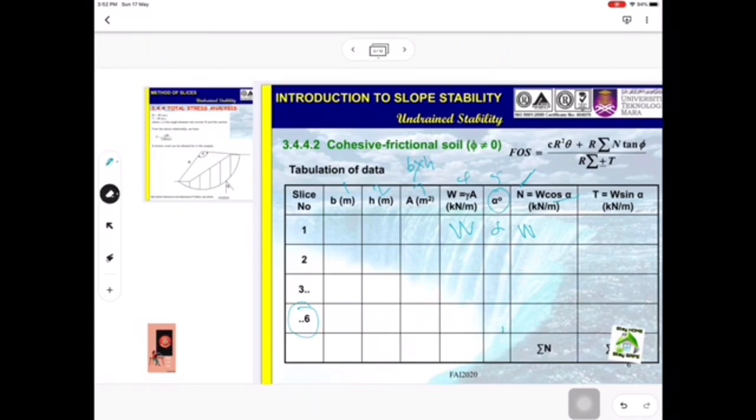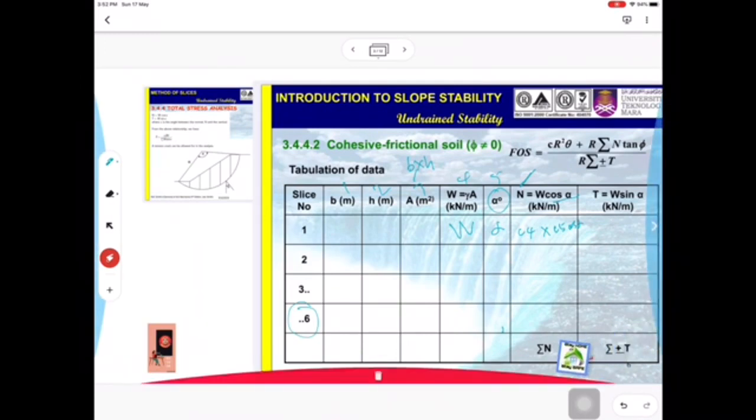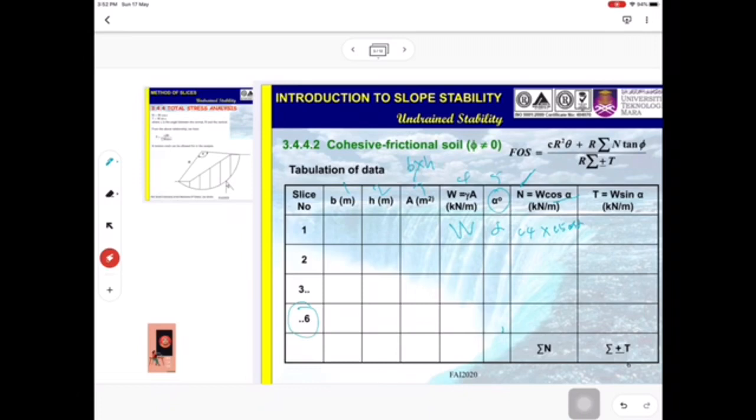So it means that column 4 times column 5 cos alpha. Okay, cos alpha. And for T is W sin alpha. Okay, W sin alpha. Then total up T and total up N.